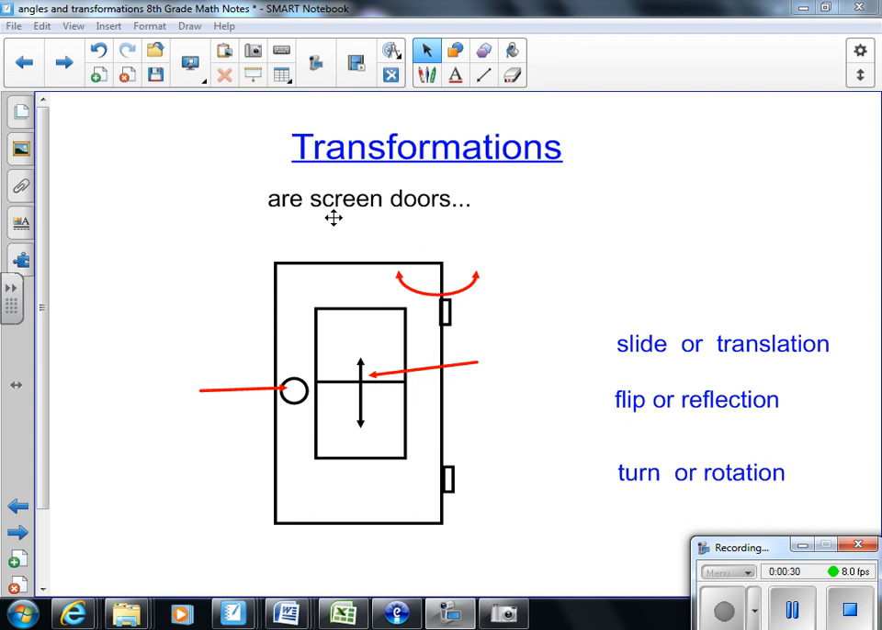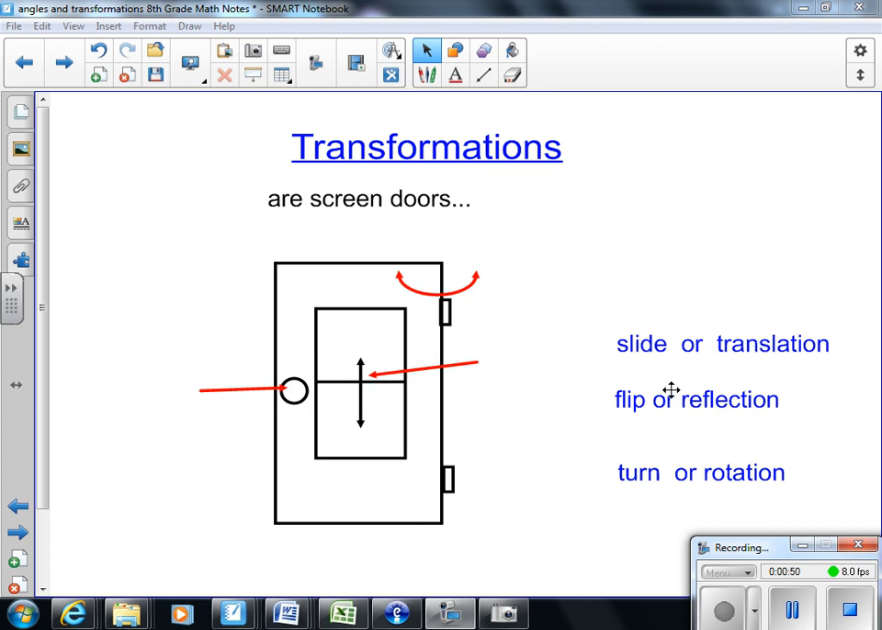So we're looking at changing, but we're thinking of our transformers as being screen doors. Now, screen doors have some basic parts to it. Okay, we have a doorknob. We have a screen that you can either put up or down to let some air in. And we have some hinges that causes your door to move. So let's match the terms that we have here.